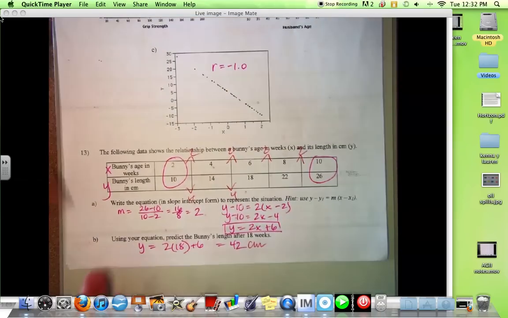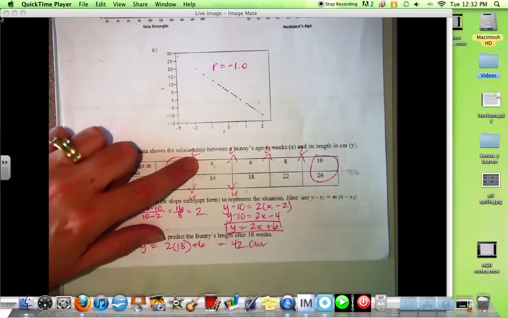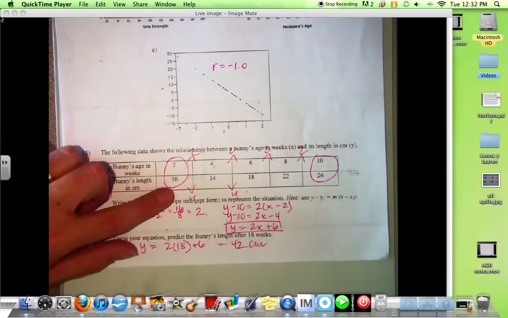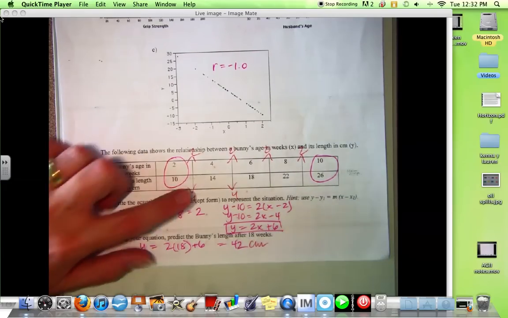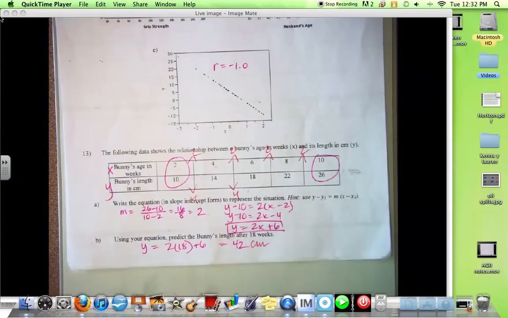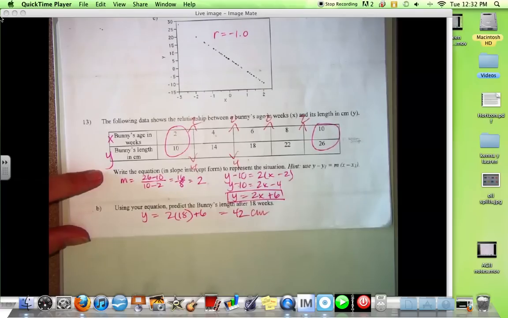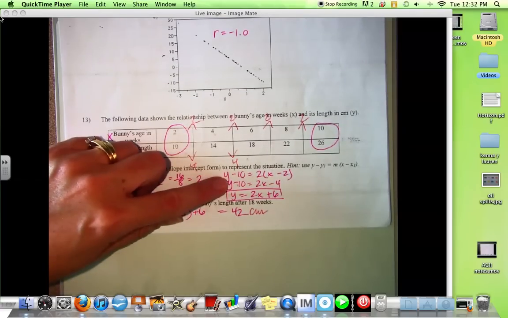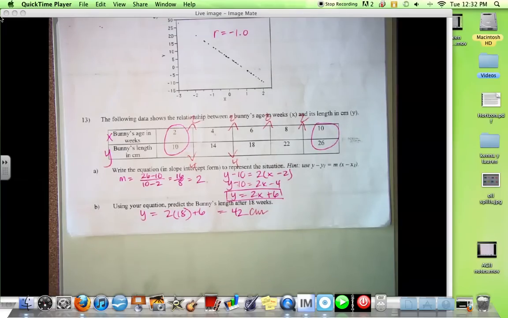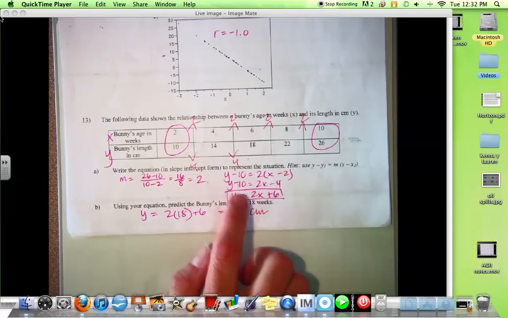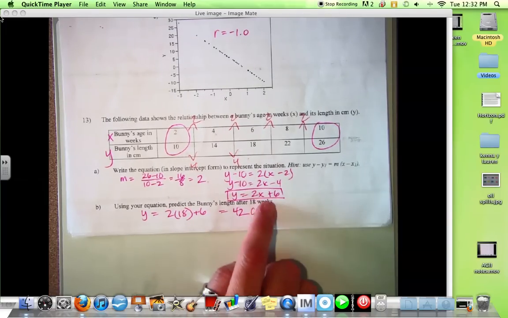13. You have the bunny's age in weeks, representing the x values, and the length in centimeters, representing the y values. Your change in x is 2. Your change in y is 4. So that gives you a slope of 2. Write the equation in slope-intercept form to represent the situation. So you have y minus 10 equals 2 times x minus 2. Distribute and add 10 to both sides, and you have y equals 2x plus 6.